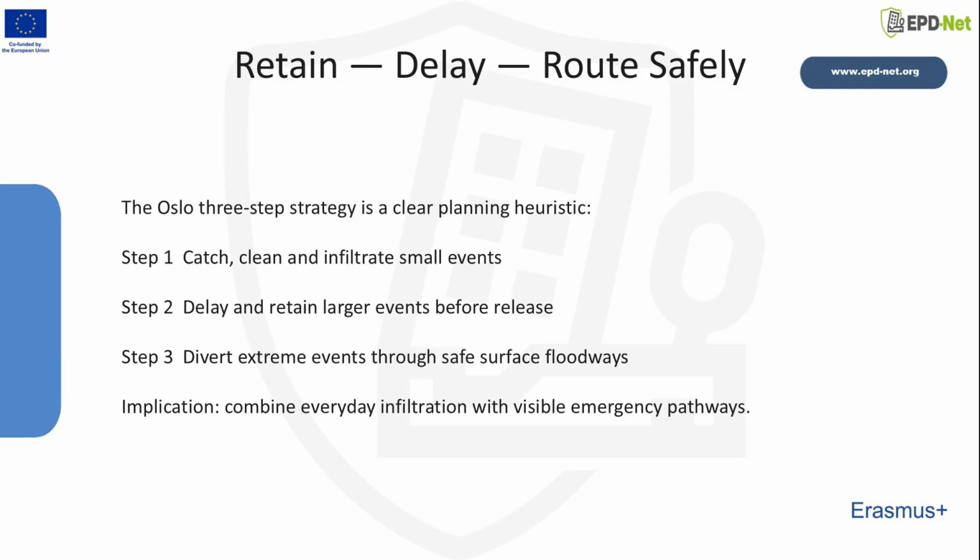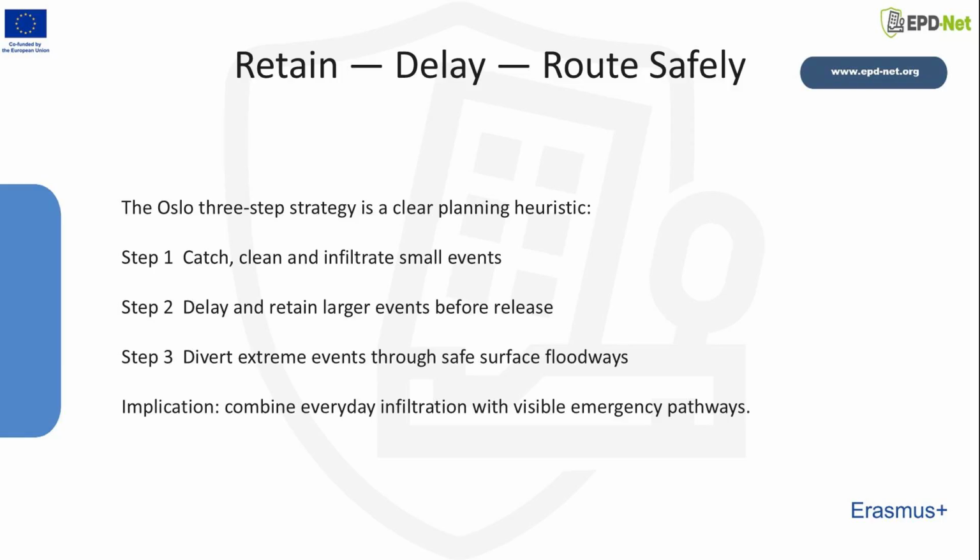This slide introduces the Oslo three-step strategy as a clear and memorable planning heuristic. The first step is to catch, clean, and infiltrate small rainfall events. The second step is to delay and retain larger events before release. The third step is to divert extreme events through safe surface floodways. This sequence is valuable because it shows that different rainfall conditions require different responses.